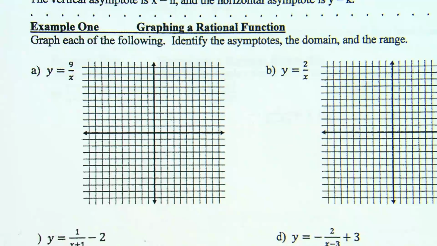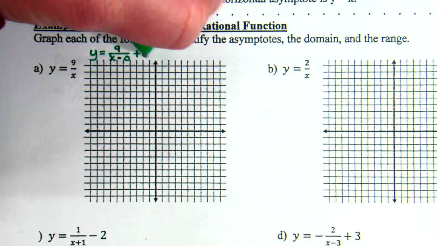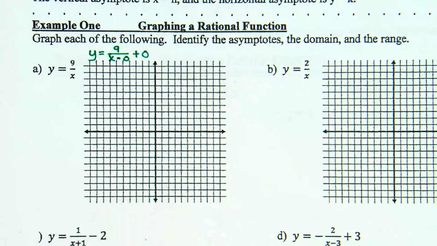If you wanted to get fancy, and you're trying to say, okay, well, this doesn't match that version you told us of the A over X minus H plus K, really, there's just some zeros in there. Because it's really 9 over X minus 0 and then plus 0. Okay? And the idea here is that this first graph we're going to do, it's not going to move left or right. It's not going to move up or down because there's no plus or minus there. So we're just looking at the graph of Y equals 9 over X.